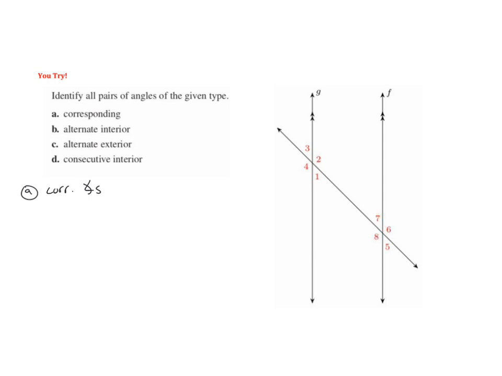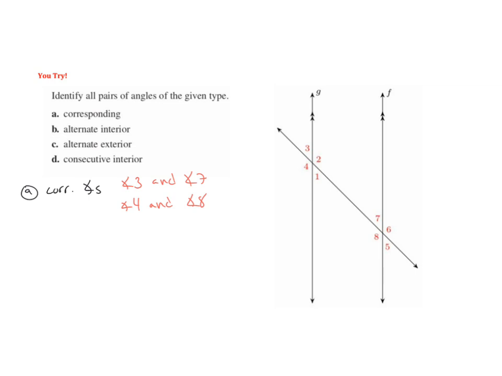Now, trying to figure out which ones pair together, we need to look at the transversal, the line that cuts 2 other lines. And those angles have to be on the same side of this transversal. So if I choose angle 3, it is above the transversal, and so I have to pair it with angle 7, which is also above the transversal. So for corresponding angles, I have angle 3 and angle 7 paired together. And then, of course, angle 4 must also pair with angle 8.